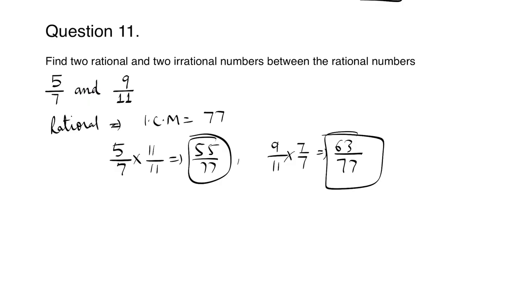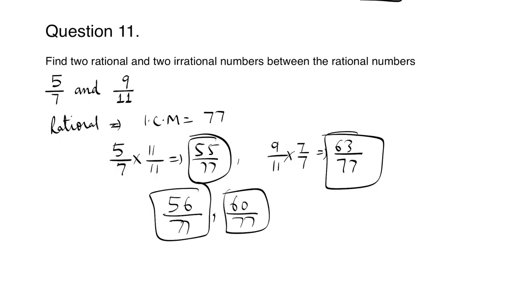So the two rational numbers you can say are 56/77 and 60/77. These are the two rational numbers between 5/7 and 9/11.